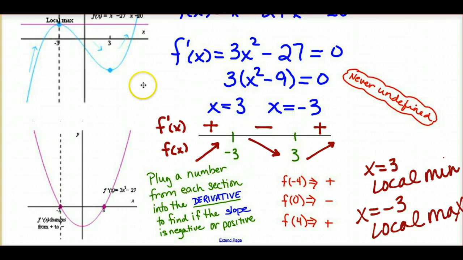If I look at these pictures over here on the side, this is the picture of my actual f of x. And you'll see it is increasing, decreasing, and increasing, just like our chart over here said. And if you graph the derivative, you'll see that it's positive, which means it's above the x-axis. Then the derivative is negative, which means it's below the x-axis. And then the derivative is positive again, which means it goes up above the x-axis.